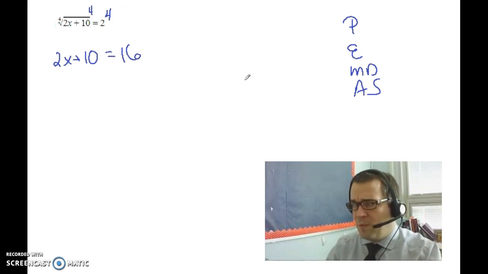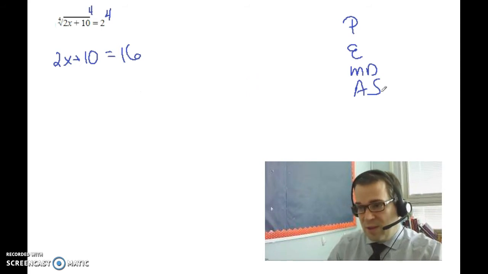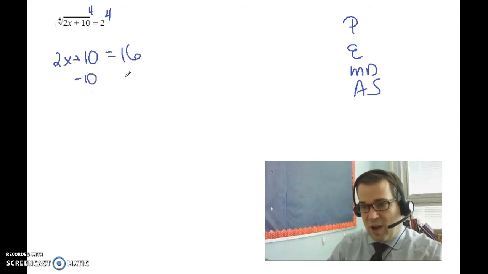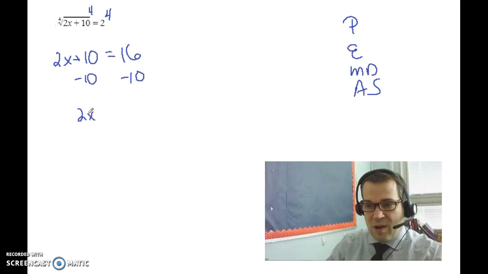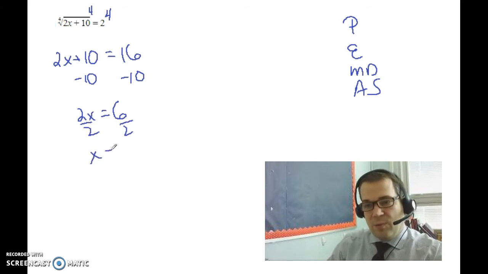We are using PEMDAS in reverse though, right? I mean, we're still going to see if there's anything to add or subtract. I can subtract 10. You guys do it like second nature now, but you are doing this backwards every time you do that. I'll divide both sides by 2 and get x equals 3.